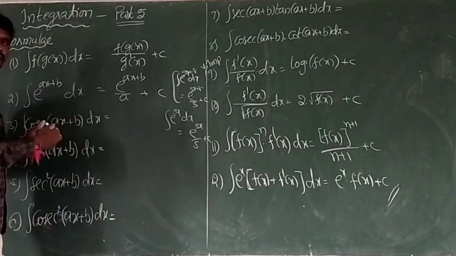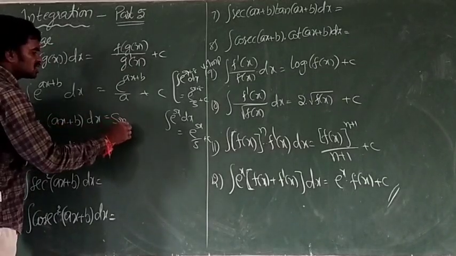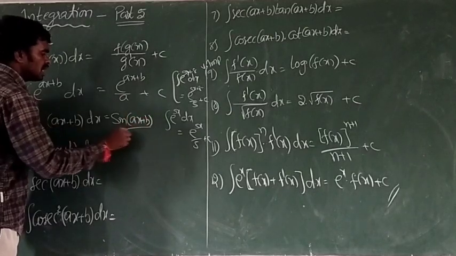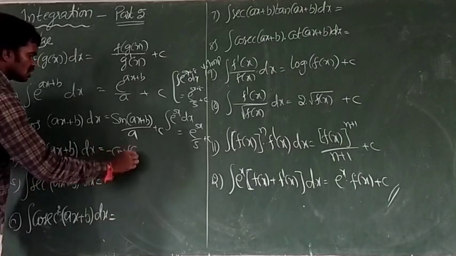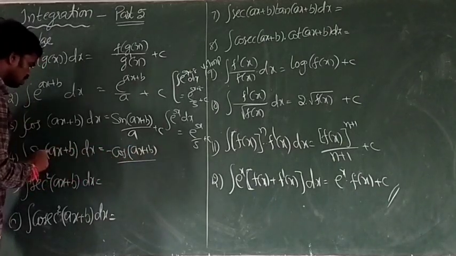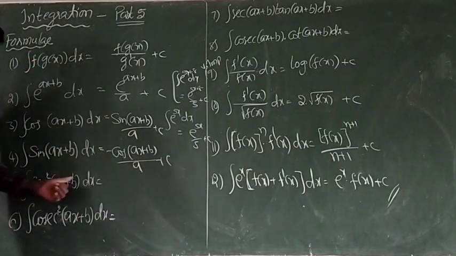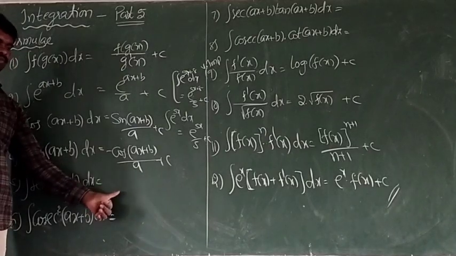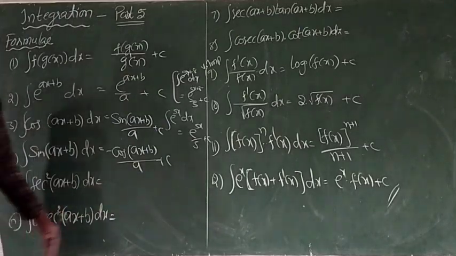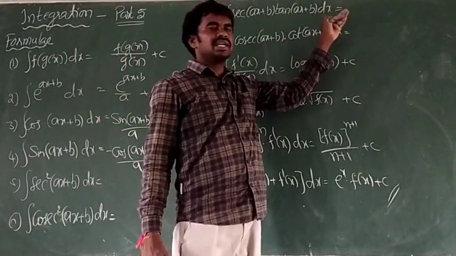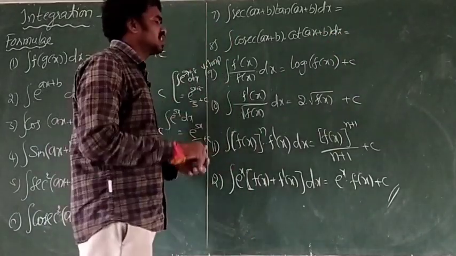Similarly, what is cos formula? Sin x. So here x coefficient is a. The formula of this one is sin of ax plus b by a, x coefficient, plus c. Similarly, this is minus cos of ax plus b by a plus c. Okay. So you know the formulas? Secant square ax plus b, please write down: tan of ax plus b by a plus c. And for this, minus cot of ax plus b by a. For this, secant of ax plus b by a. Minus cosecant of ax plus b by a. Okay, that's not very simple.